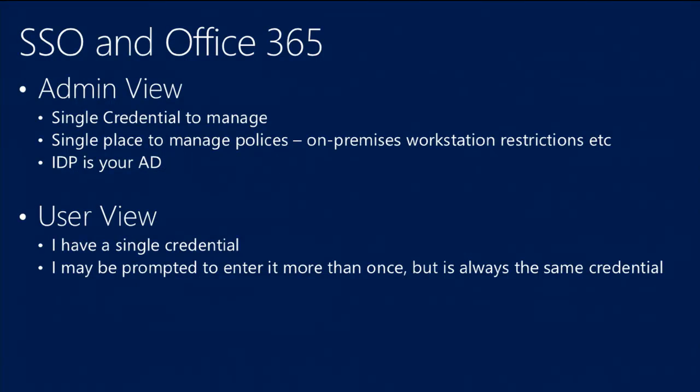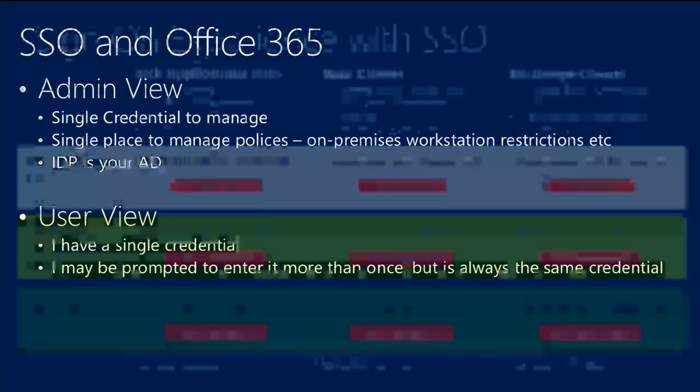From a user's perspective, they have a single credential. All right? If they get prompted for a username and a password, it's their on-premises username and password. They may be prompted more than once. Outlook is a prime example of this, where they get prompted to enter their credentials. Okay? And you can save them, and they'll continue to work until such times that you get through. But it's the same credential. The UPN and the password are the same. So that's prefixed my SSO statement with these particular items.